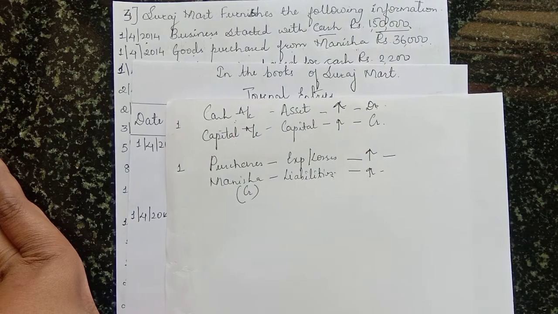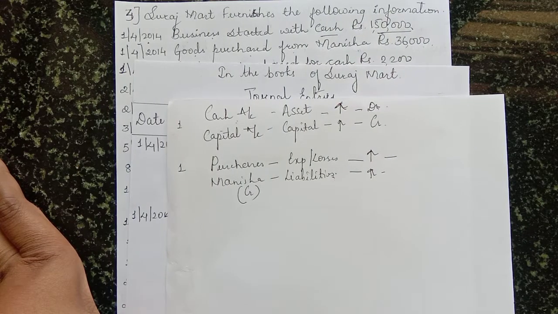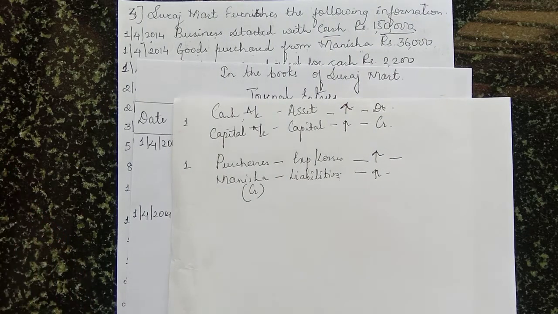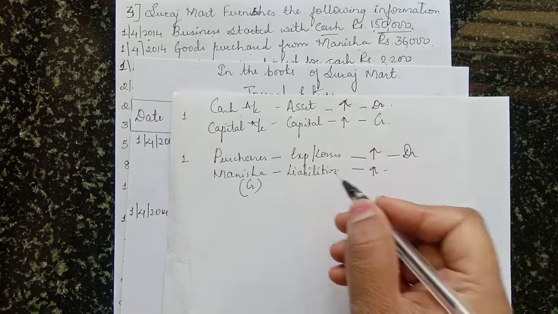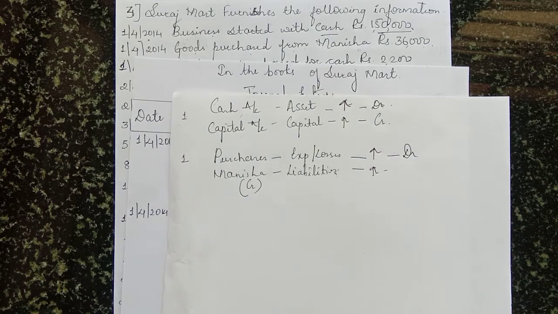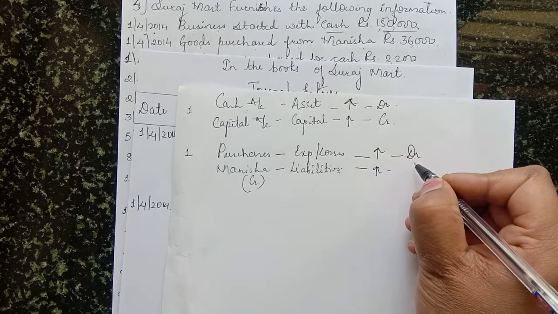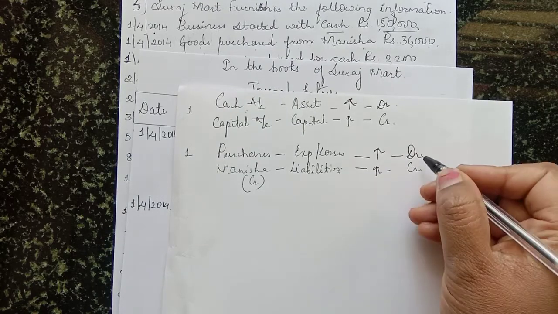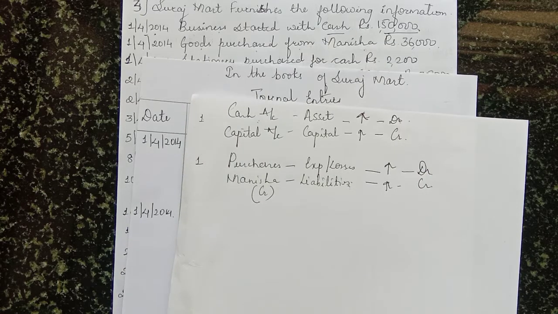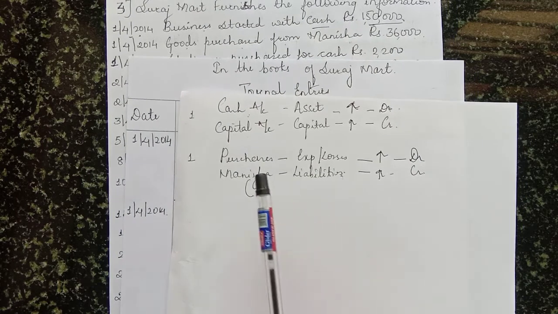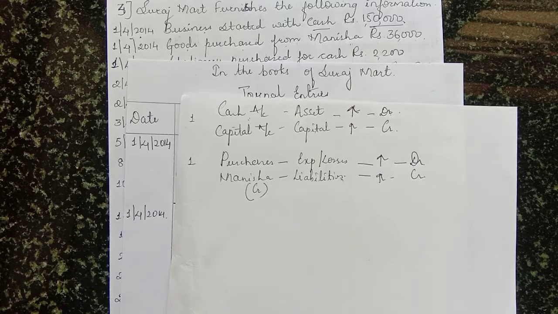So apply the rule of expenses and losses. Debit increase in expense and losses, credit decrease in expense. So increase means debit. Apply the rule of liabilities. Debit decrease in liability, credit increase in liability. So increase means credit. One account should be debited and another account should be credited, right? So what is the journal entry? Purchases account debit to Manisha account.